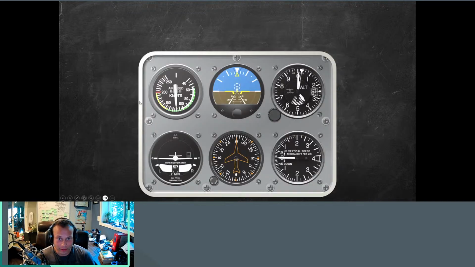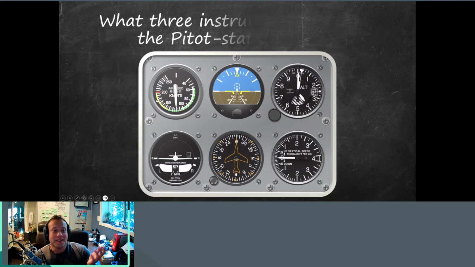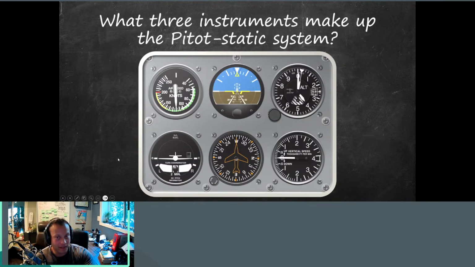Now let's review. What are the three pitot-static instruments? I think that's a better question. That's going to be the airspeed indicator, altimeter, and the vertical speed indicator. By the way, anytime I ask you a question, I want you to actually think about it and try to answer it on your own.